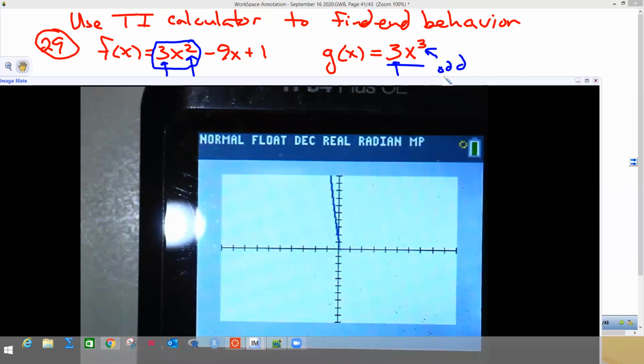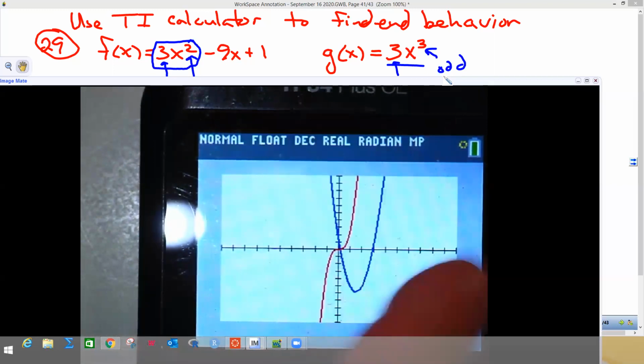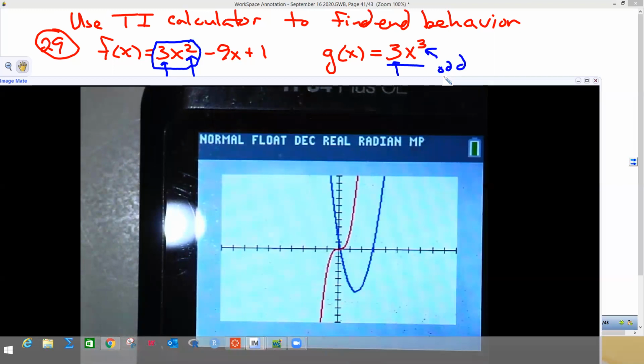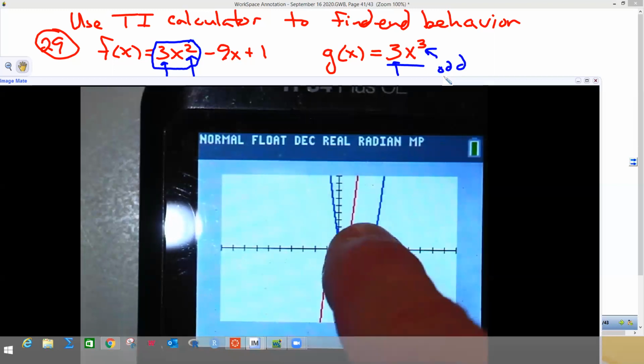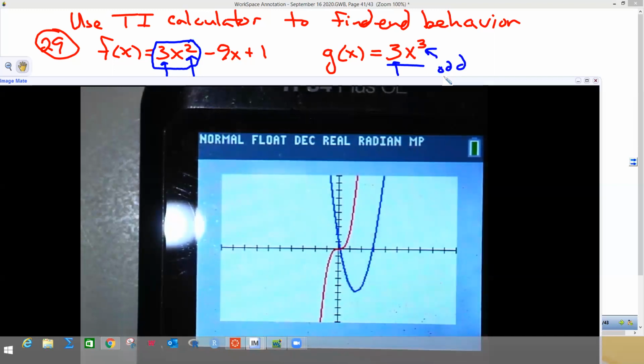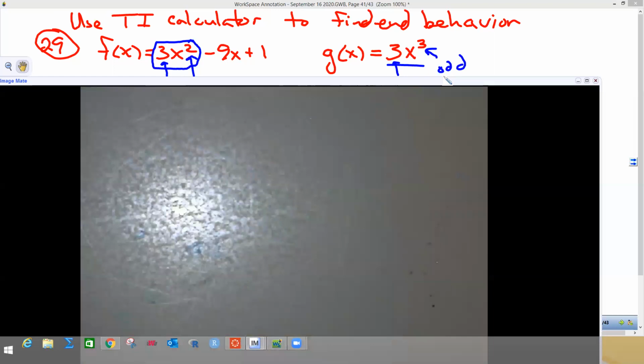So if you remember, as x goes left, y goes up. So as I'm going to the left, y goes up. As I go to the right, y goes up as well. Now this one is the cubic one. So as x goes left, y is going down, and as x goes right, y is going up. So that's showing you that those answers I had are the correct answers. And we're going to go on from here and see what's next.